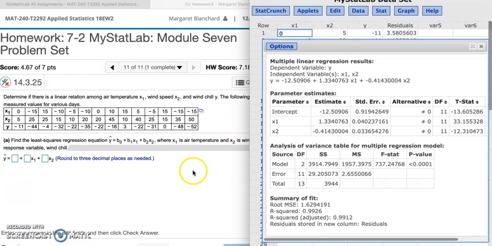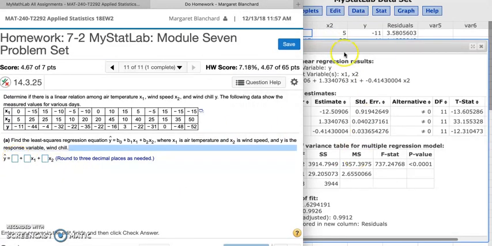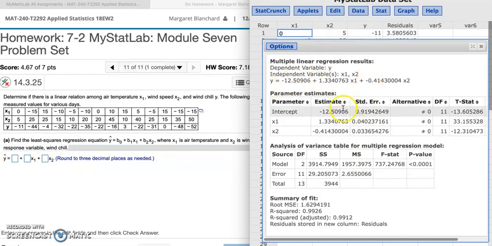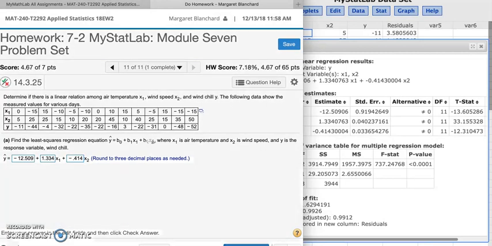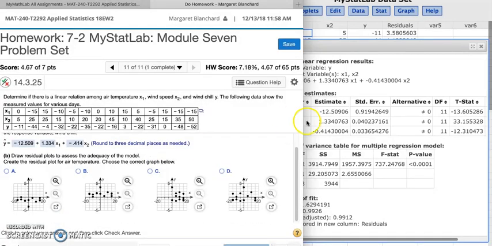results for part A. So we have our regression line here, and then we also have the numeric values here. So here we have our intercept and then the coefficients for x1 and x2. So y hat equals, our intercept is negative 12.509. Our x1 coefficient is 1.334, and our x2 coefficient is negative 0.414. Let's check answer. Excellent.